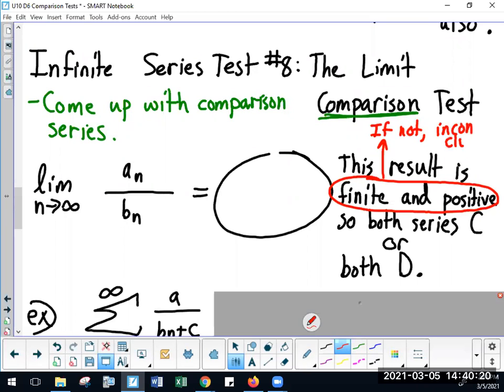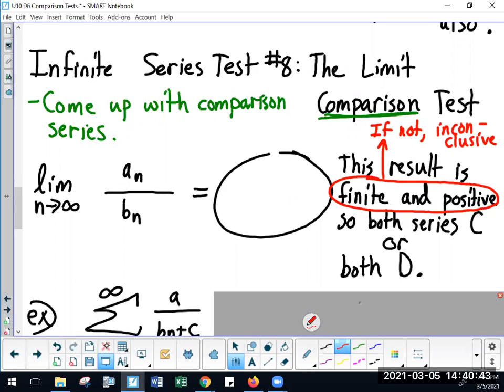If we don't get a finite and positive result from the limit comparison, the test is inconclusive. It's just like the nth term test when you get 0 out of it for a series. It's inconclusive. It could still converge or diverge. We have no idea.